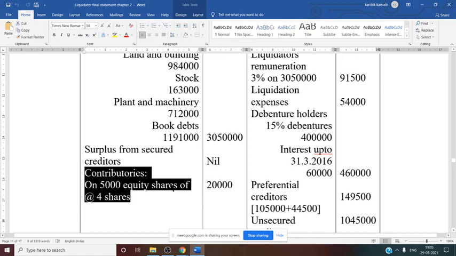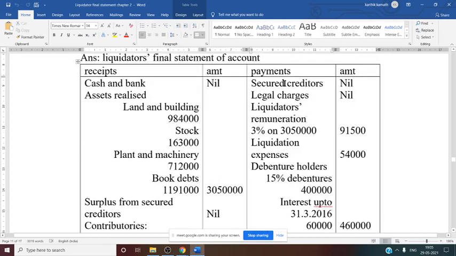Now the payment side, if you see, there is secured creditor. Again, secured creditor information is not there, so nil. Legal charges, again it is not mentioned in the problem, nil. Now liquidator's remuneration. In the same order you have to make the payment to the concerned party. Same order in the sense, first to the secured creditor, second to the legal charges, third liquidator's remuneration, like that.